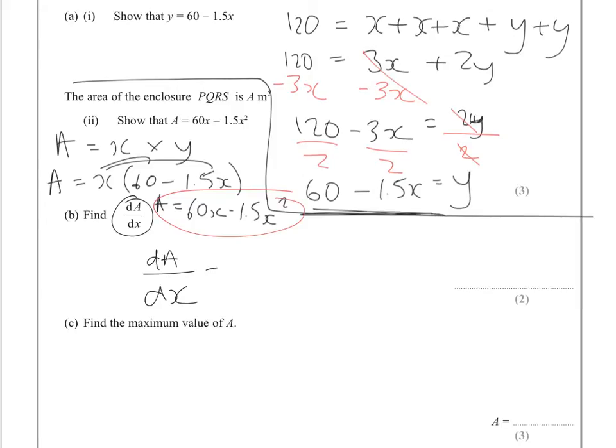So bring the power to the front and reduce the power by 1. x is the same as x to the power of 1. So bring the power to the front, so the 1 times the 60 gives me 60. Reduce the power by 1, so x to the power of 1 minus 1 is 0. So just x to the power of 0, which is 1. So that just leaves me with 60. Minus, well, 2 times 1.5 is 3. Reduce the power by 1, 2 minus 1 is 1. So 60 minus 3x.